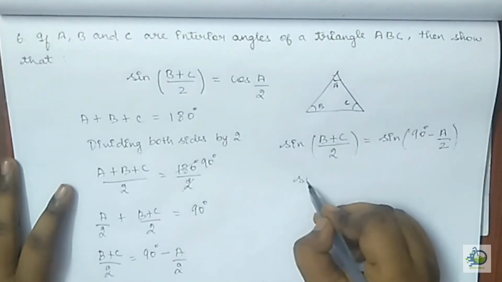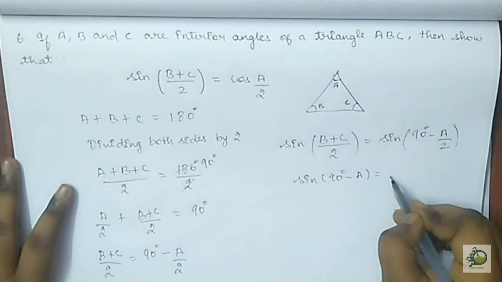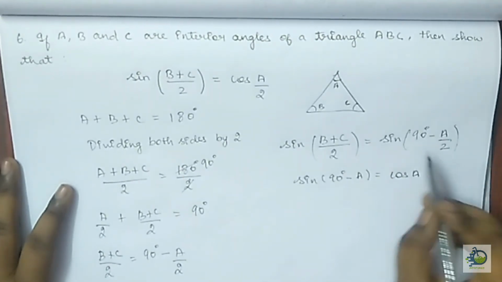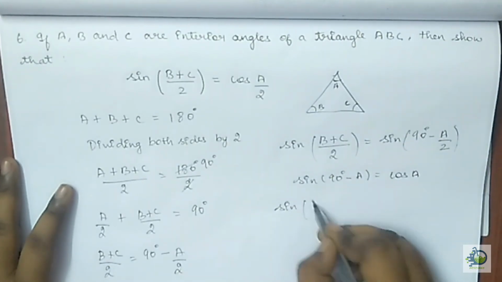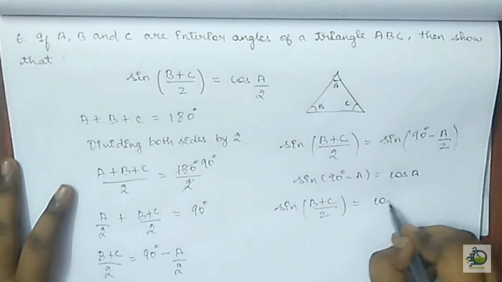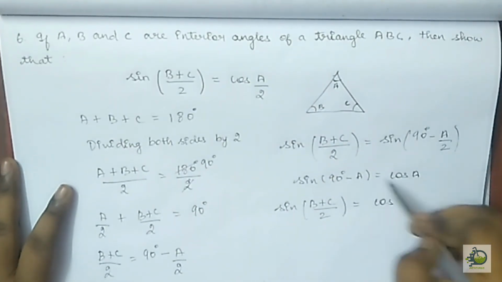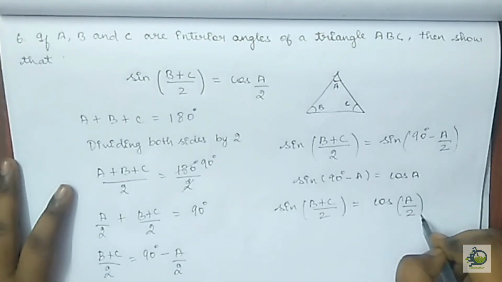We know that sin of (90 degrees minus A) can be written as cos A. So I can use this formula and write it as sin of (B plus C) by 2 is equal to cos A by 2.